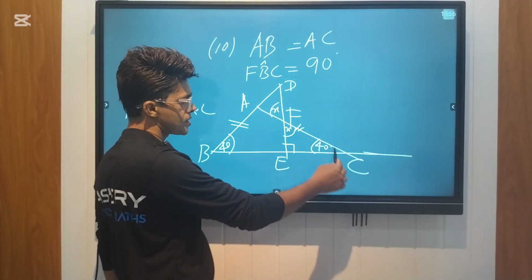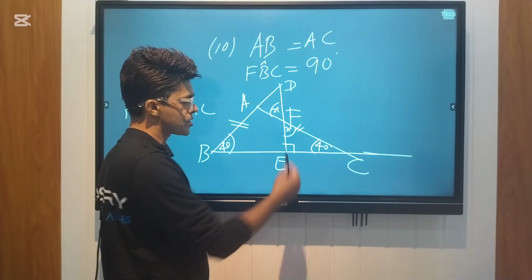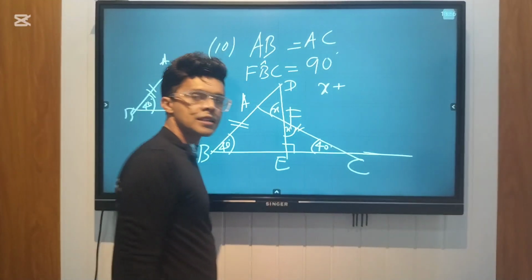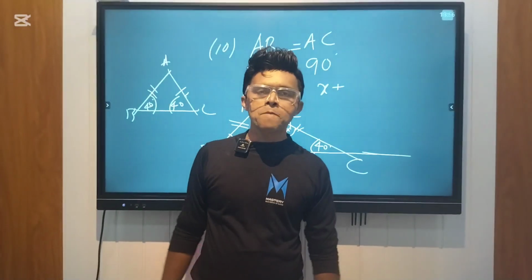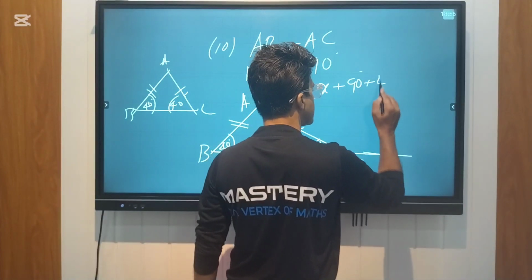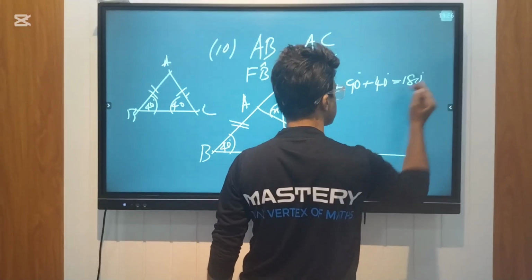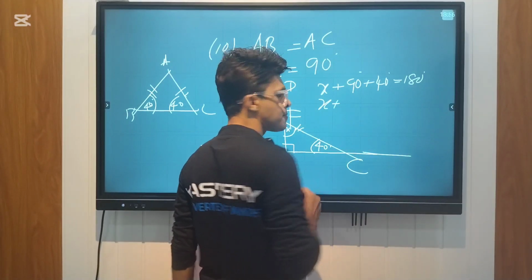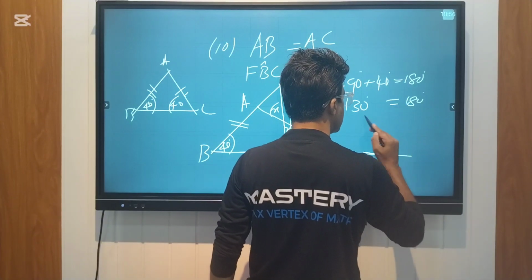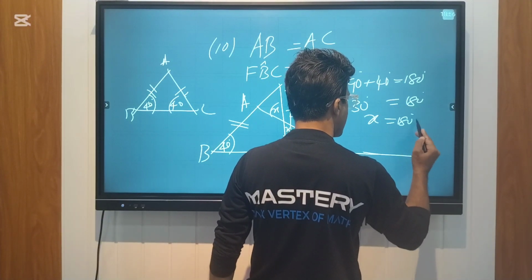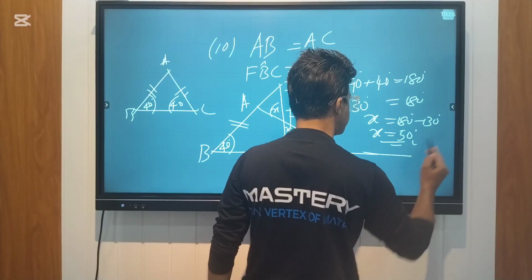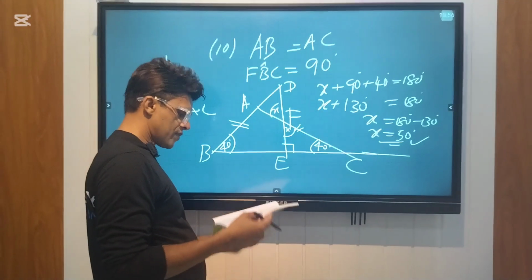Now we can consider this small triangle. Considering this triangle, you know that the sum of interior angles of a triangle is 180 degrees. X plus 90 degrees plus 40 degrees equals 180 degrees. 90 plus 40 equals 130 degrees. X equals 180 degrees minus 130 degrees, which is 50 degrees. X equals 50 degrees.